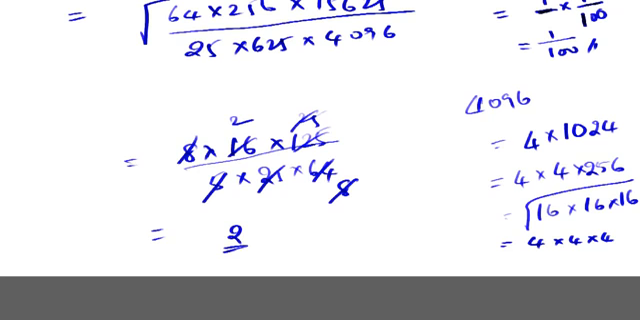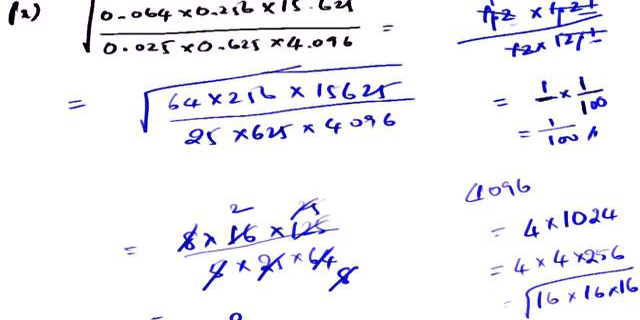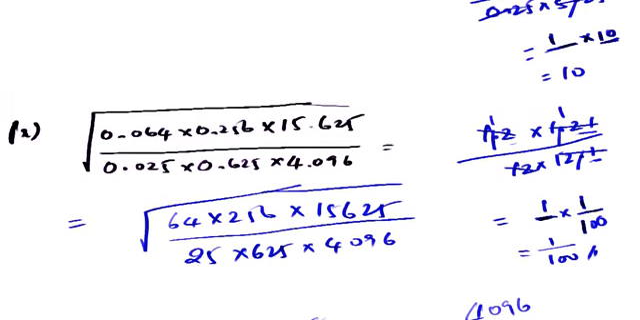What you need to know here is only squares, and for 4096, the square of this number, 625, the square of this number, those kind of things you need to do. Yeah, go to the next problem. Otherwise, let me explain this problem once again.